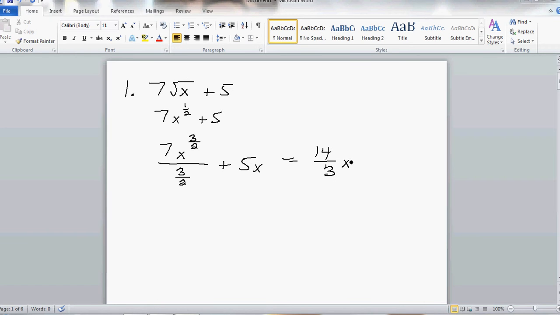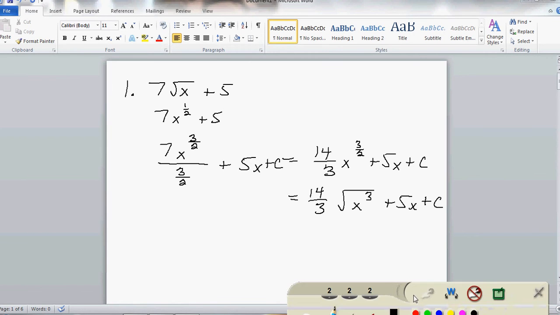Then we just clean this up, and this becomes 14/3 x to the 3/2 plus 5x, and then we want to put it in a more acceptable form. So we get 14/3 the square root of x cubed plus 5x. And just like I said I consistently do, I keep on forgetting the plus c. So don't forget to do those plus c's, and then everything will turn out just fine.